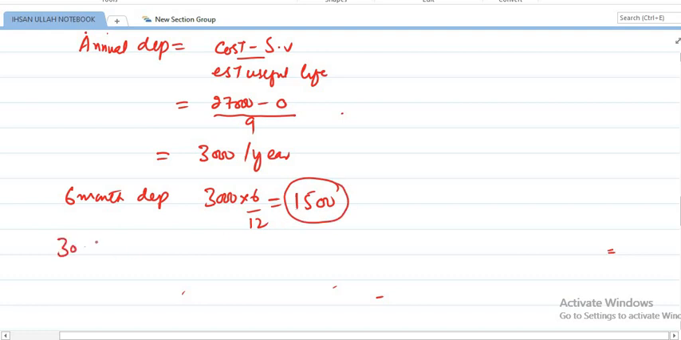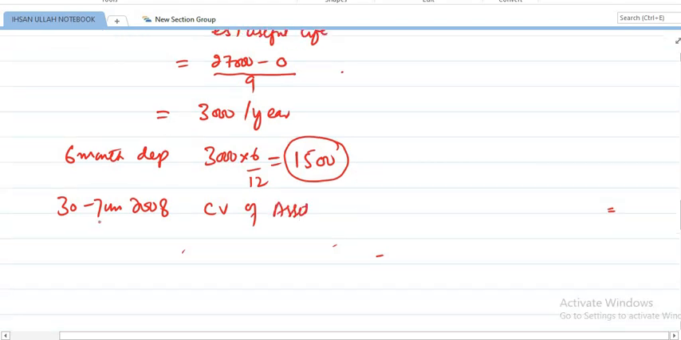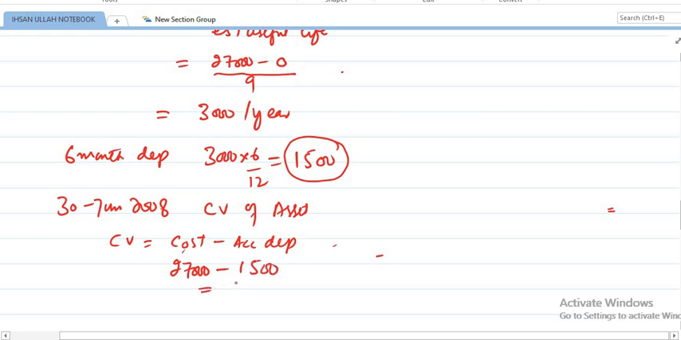Now on 30th June 2008, the carrying value of the asset which has been discarded, you will calculate. You will first write carrying value is equal to cost less accumulated depreciation. The cost was 27,000 if you remember, and the 1,500 is the accumulated depreciation. So the carrying value you will get 25,500. This is the carrying value at this time when the asset was discarded.